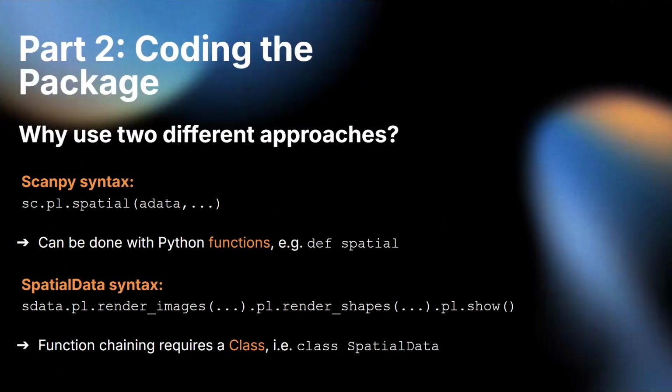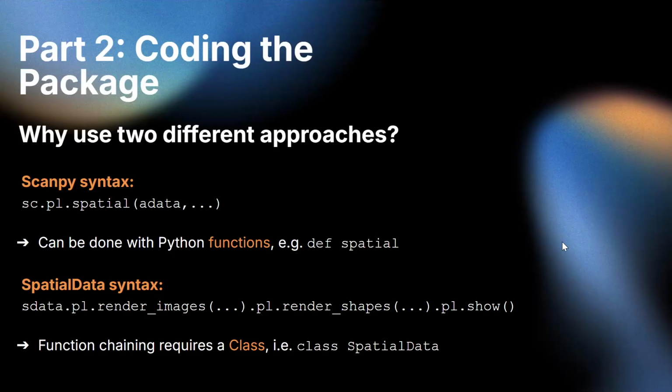So, why use 2 different approaches when they have similar functionalities? It's because the way you use ScanPy and spatial data are different. For ScanPy, all arguments are passed into the plotting function, as shown here. Thus, only the function, which in this case is spatial, needs to be monkey patched. For spatial data, arguments are passed into functions, which are then chained together, which you can see here.